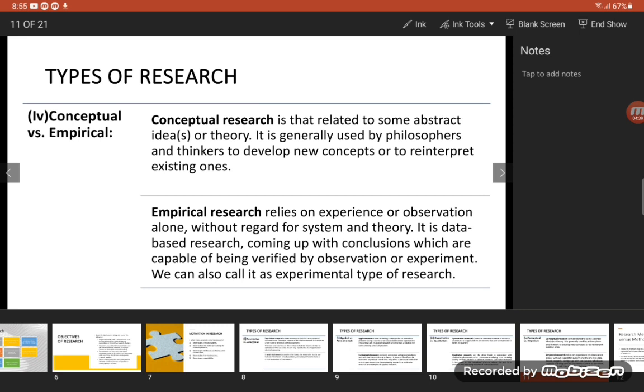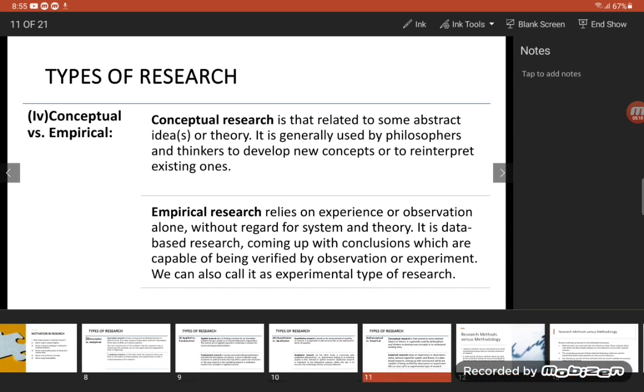Say, for example, the theory of absolute advantage. When it was first realized, it was a new concept, and it is a conceptual research. Coronavirus, when it was first realized, this is a conceptual research. While with respect to empirical, if you would like to analyze the demand for Pepsi in Egypt, this is an empirical work, as you are going to collect actual data for Pepsi and make an analysis and conclusion for this. So these are the 4 different classifications of types of research.